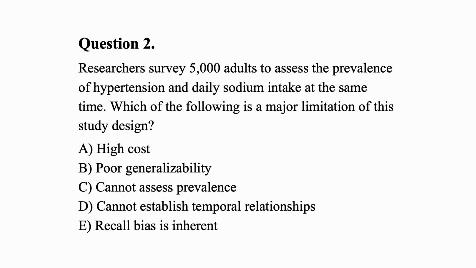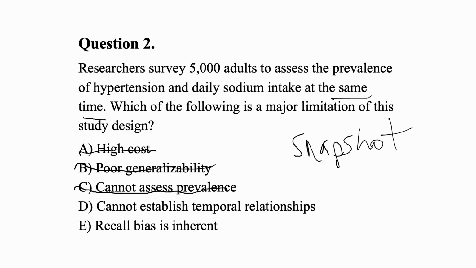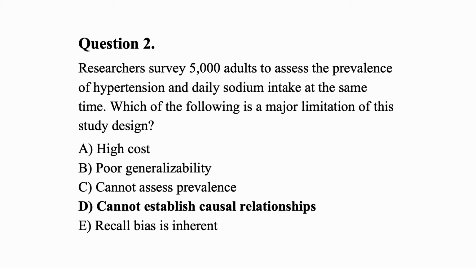So you're using a cross-sectional study because it's the same time. So you can only get a snapshot in time. From this, it's not that expensive. It's actually cheaper. So not A, high cost. That's incorrect. B, poor generalizability. It actually could be generalizable, so we'll cross that off for now. C, cannot assess prevalence. Cross-sectional studies are actually best for prevalence. E, recall bias is inherent is incorrect because you're not surveying anyone. So the correct answer is D, cannot establish temporal relationships.